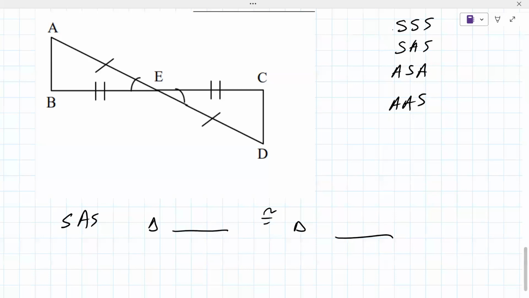What's the triangle congruence statement that you're thinking of? BEA for the first one. You said which letters? BEA. Okay, and then that's congruent to CED. Very good. All right. Nice.